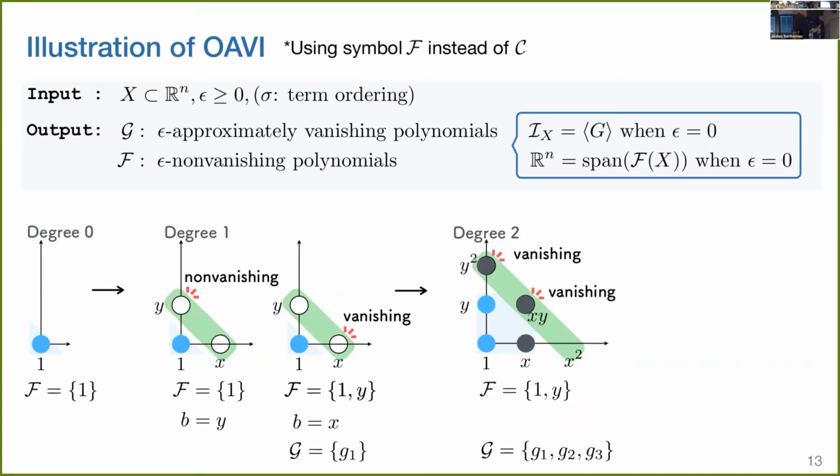And then suppose that in both cases, we got approximately vanishing polynomials. So now in set G, we have 3 approximately vanishing polynomials, and so all border parts are now in black. So we terminate at this point. So this is the overview.